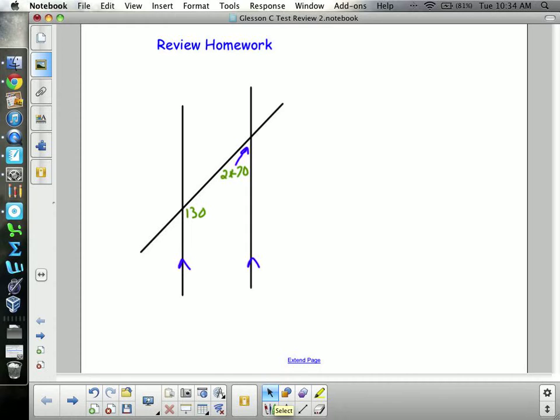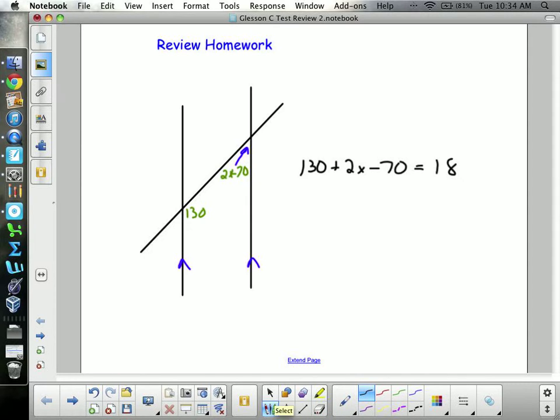But this is the situation we're given, so my equation should look like, and I want to see written out, 130 plus 2x plus 70. Actually, I think it's supposed to be minus 70, isn't it? Did I copy it down wrong? Yeah, I did. Equals 180. It's supposed to be minus. Sorry. I'll rewrite that.